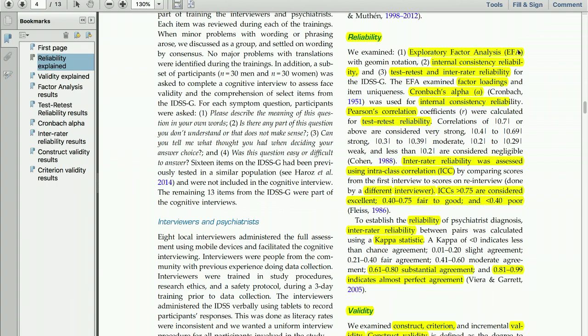The first is exploratory factor analysis. The second is internal consistency reliability, which is Cronbach's alpha. That's what they're using to determine that. There's also test-retest and inter-rater reliability. So the test-retest reliability is calculated using Pearson's correlation coefficient, and the inter-rater reliability was assessed using the intra-class correlation, ICC. Exploratory factor analysis is a test of its own.